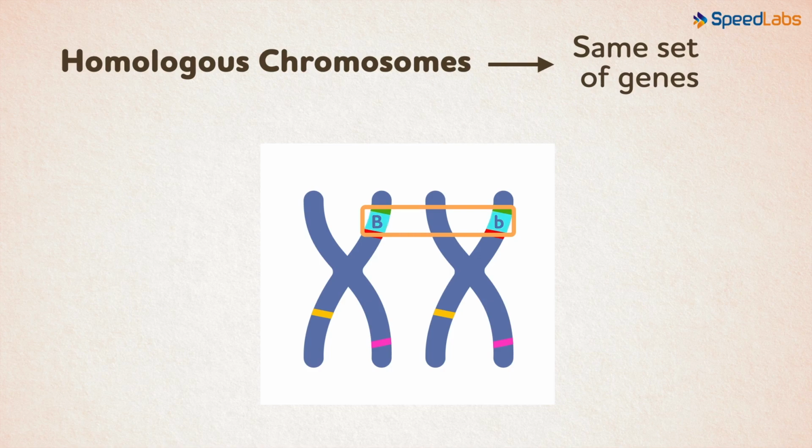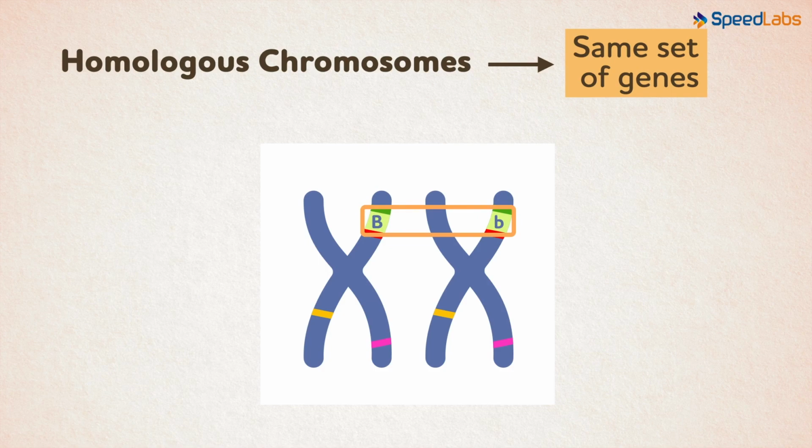So here, B and B are the same set of genes, but they are not the same genes. They are different. One is written in uppercase and the other one in lowercase. That means they both imply something different. Let's now try to find out what these letters symbolize.